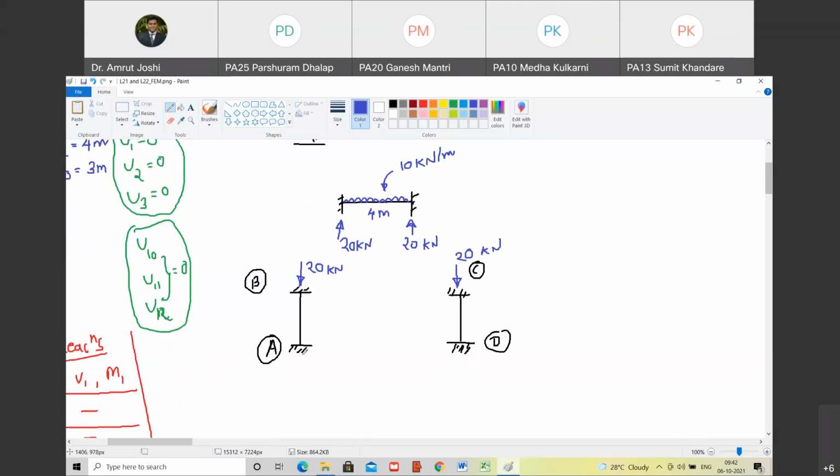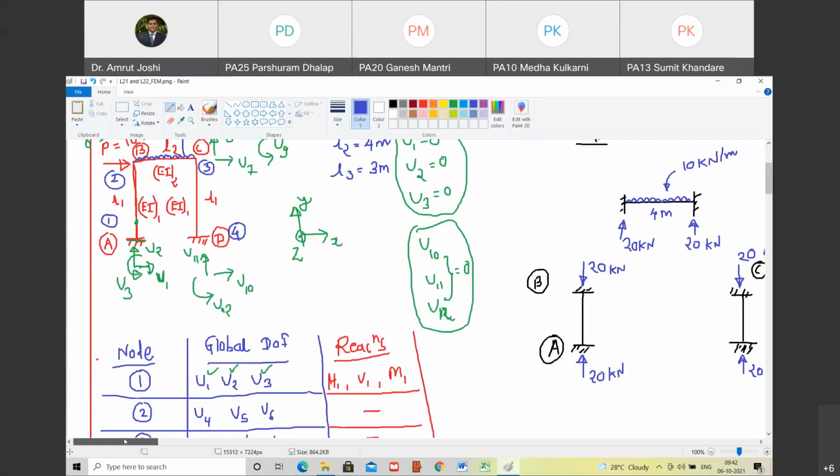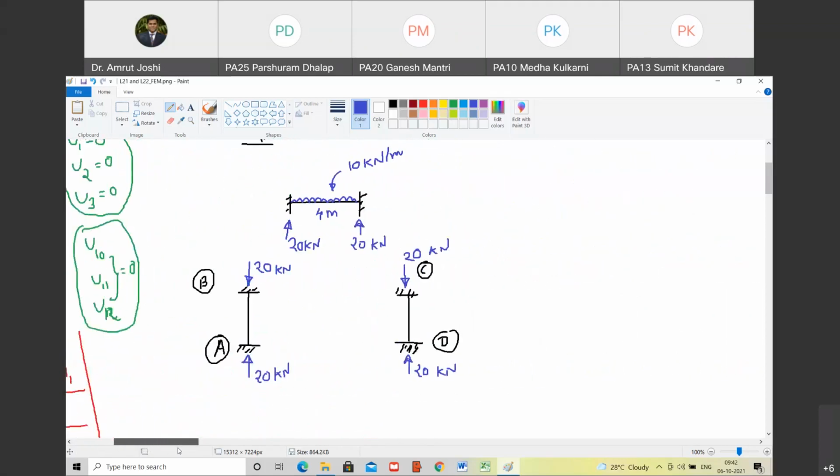So what is going to be this reaction? This is also going to be equal to 20 kilonewton. Are you with me? Yes, sir. Of course, we are writing down these reactions in which structure? We are writing down the reactions in the restrained structure, where we are showing only member loads. Are you with me? Yes, sir.